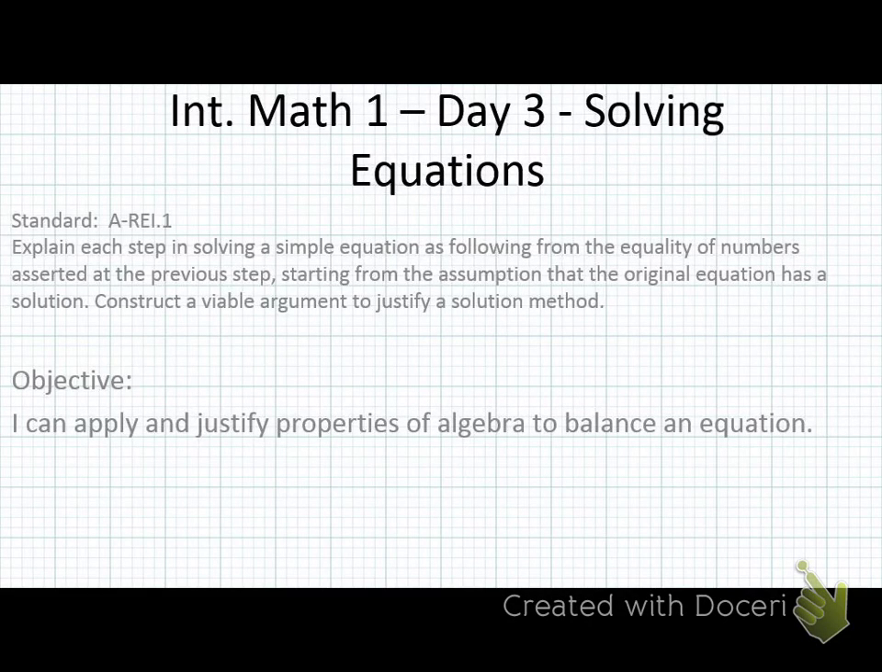Okay, so this is day 3 in Integrated Math 1. Today our theme is solving equations still. Yesterday we learned about the rules about how to solve equations, and we learned about 4 different properties. Turn to your neighbors and remind them what were the 4 properties we learned yesterday. Ready? Go.